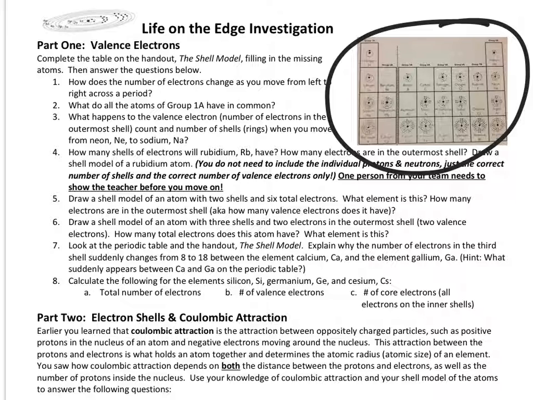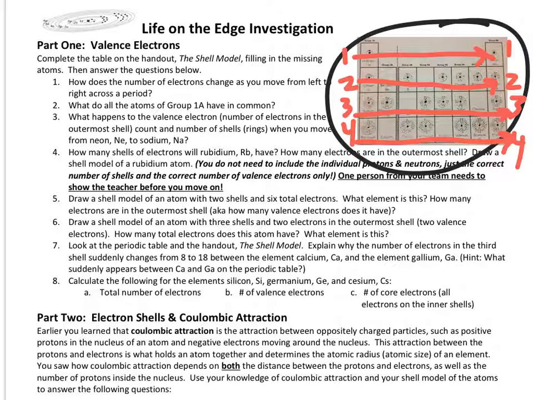First thing, if you remember, the row number, row 1, 2, 3, 4, that's how many shells or rings of electrons an atom will have. So everybody in row 1 has one ring or one shell. Everybody in row 2 has 2 shells. Everybody in row 3 has 3 shells. Everybody in row 4 has 4 shells. And so on and so on.